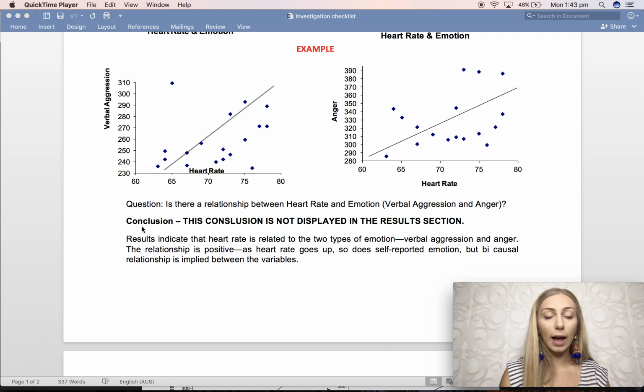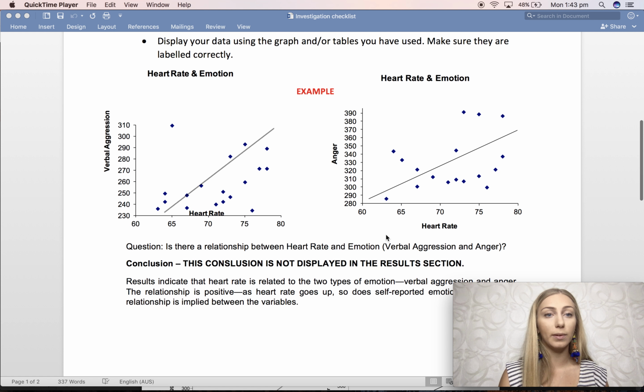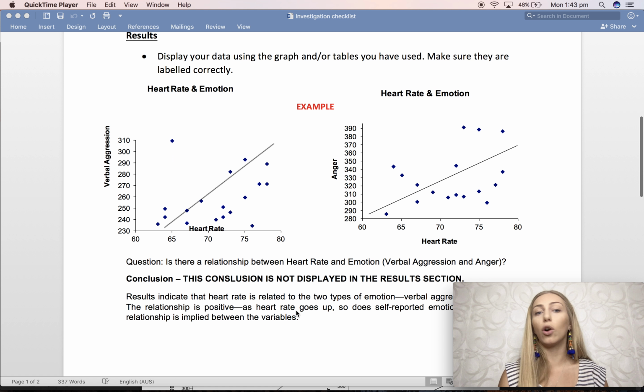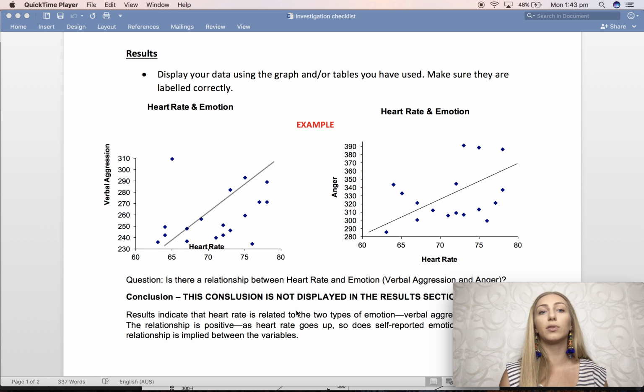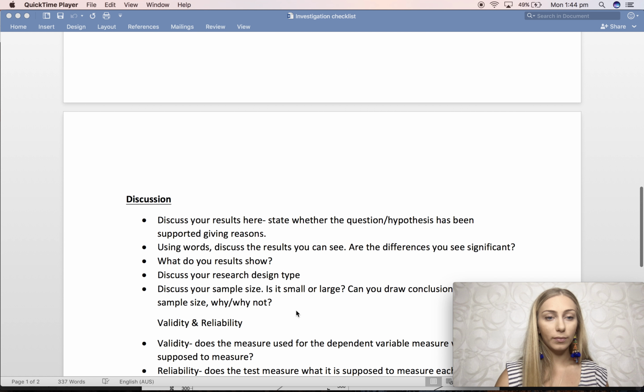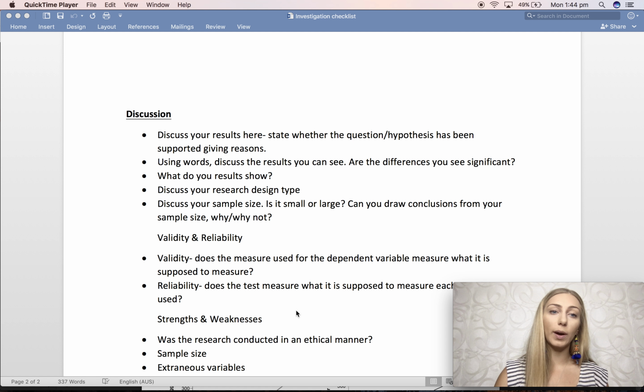Now, I'd like you to just take note that the conclusion, this little write-up here, is not displayed in your results section. The only thing that I want you to display in your results section is the graph or your tables. So no elaboration on that just yet. So just your results. What have you created? Where's your graph? Where's your table? Okay. Once you've done that, we're ready to move on to our discussion.